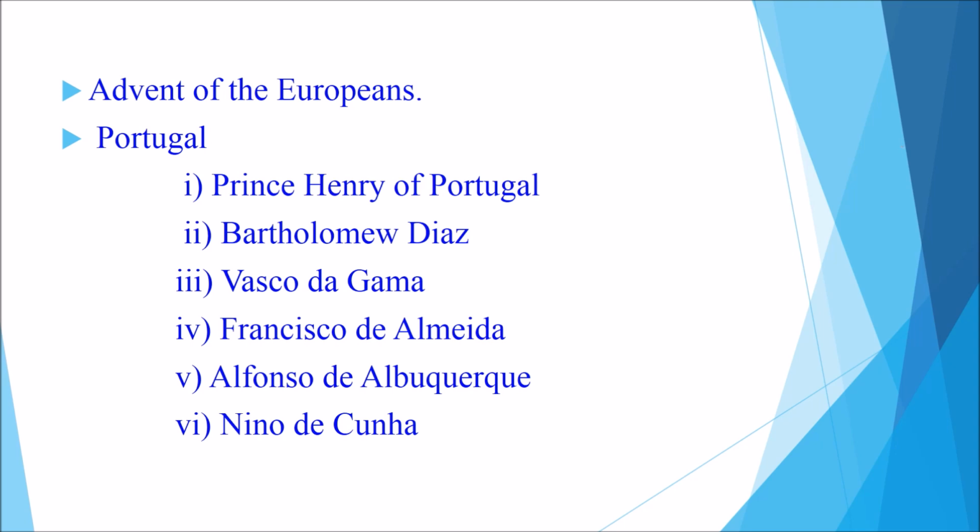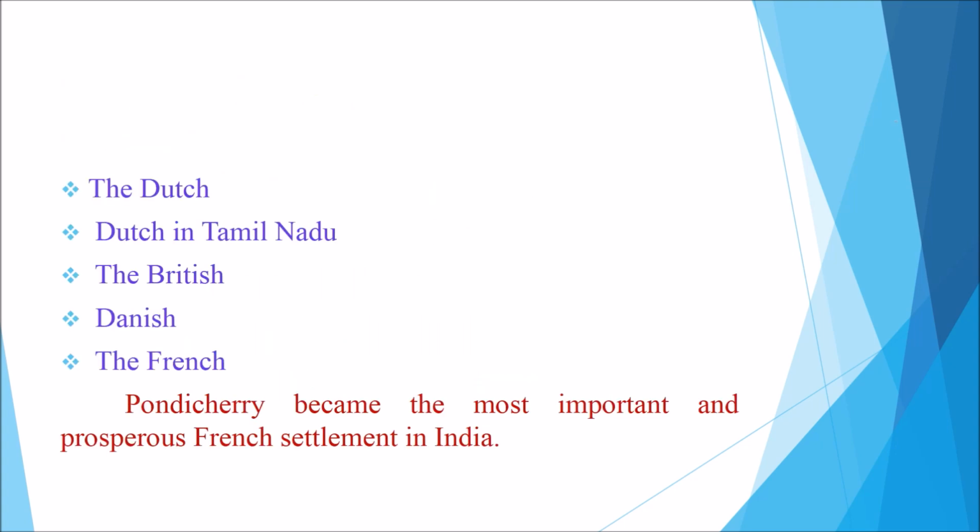Advent of the Europeans. Portugal. Under Portugal we have Prince Henry of Portugal, Bartholomew Dias, Vasco da Gama, Francisco de Almeida, Alfonso de Albuquerque, then Nino de Cunha. Then we have the Dutch in Tamil Nadu, the British, Danish, and finally we have the French. Pondicherry became the most important and prosperous French settlement in India.